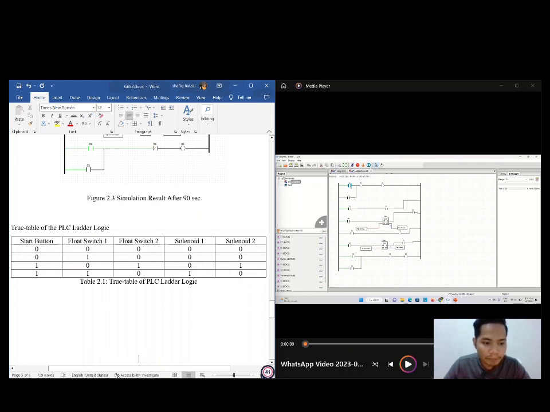When float switch 1 gives input of 1, solenoid 1 will be in a high state and solenoid 2 at a low state. When float switch 2 turns into 1, timer 1 will be activated after 10 seconds. Timer 1 will activate another timer which is timer 2. After 10 seconds, timer 2 will send input to solenoid 2 and turn it into a high state.